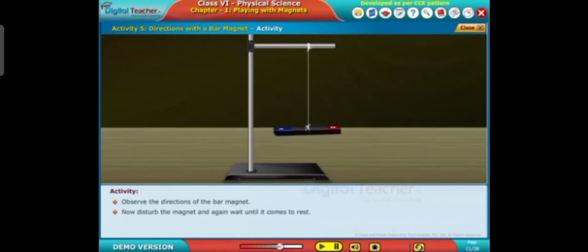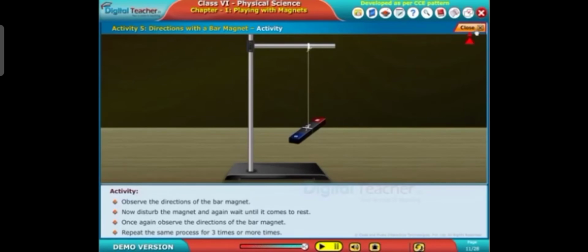Now we want to take our hands and disturb the resting position. That is, we want to make a movement for the magnet. Again we want to wait for it to reach a resting position, that is no motion. Okay, you can see the magnet is coming to rest. Again when we observe, you can see that the magnet is resting in the same position as it came to rest the first time. All the time this magnet will come to rest in the same direction.